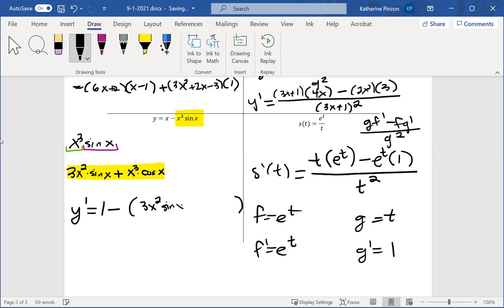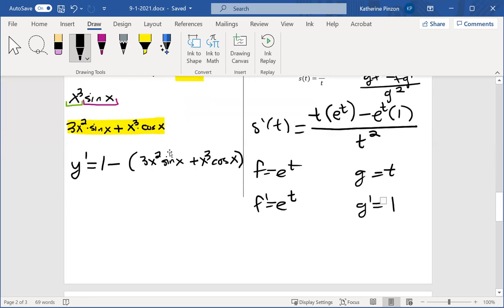3x squared sine x plus x cubed cosine x. I can leave it just like that, right? If you'd rather, you can distribute that negative sign with the negative here and the negative there. One minus 3x squared sine of x minus x cubed cosine x. But don't forget those parentheses, right? Because if this doesn't turn negative, then I don't have the right derivative.